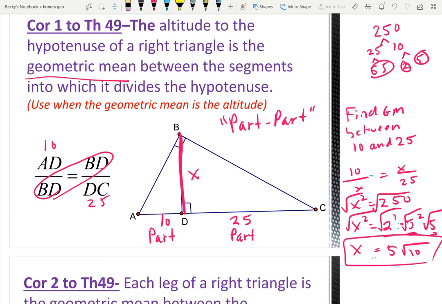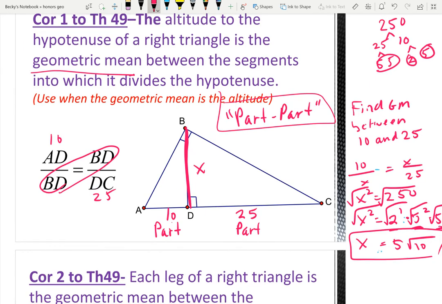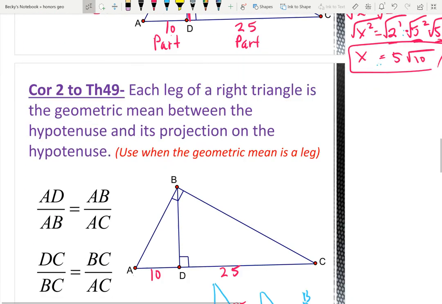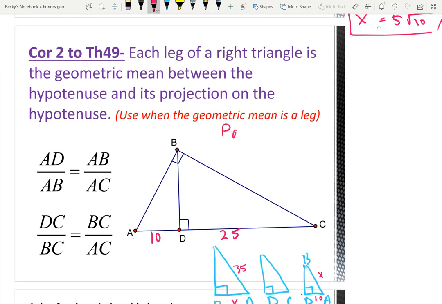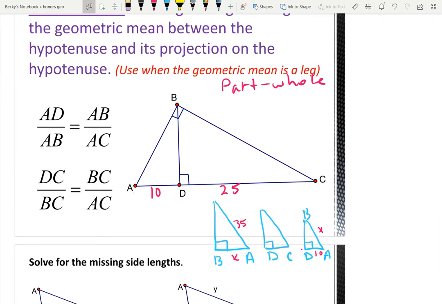Now this is a part. We have a corollary 2 that I'm going to call something else. Okay. This is called a part whole. And I'm going to explain to you why this works. And then you never have to do it this way again. Okay. I used to teach it this way when I first started teaching. And it's much longer and tedious, but I'll show you a little shortcut.